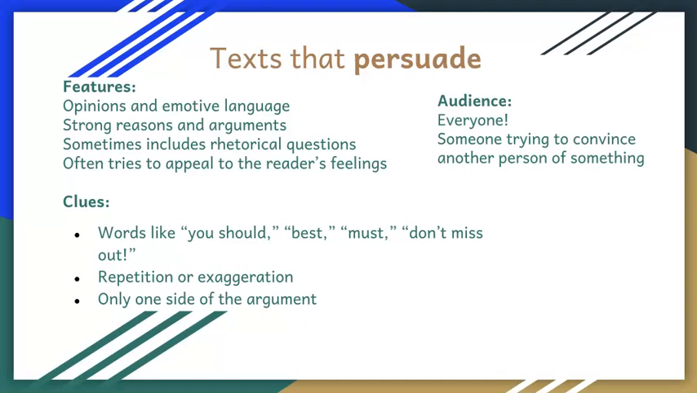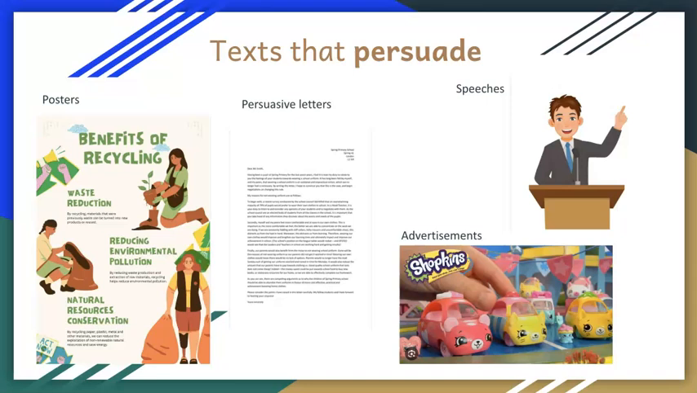They might have repetition or exaggeration. They might make things a bit bigger than they seem, or only have one side of the argument. The audience is everyone. It can be anyone who is trying to convince another person of something else. You might have written a text that persuades. Some texts are posters, persuasive letters, speeches, or advertisements on TV.